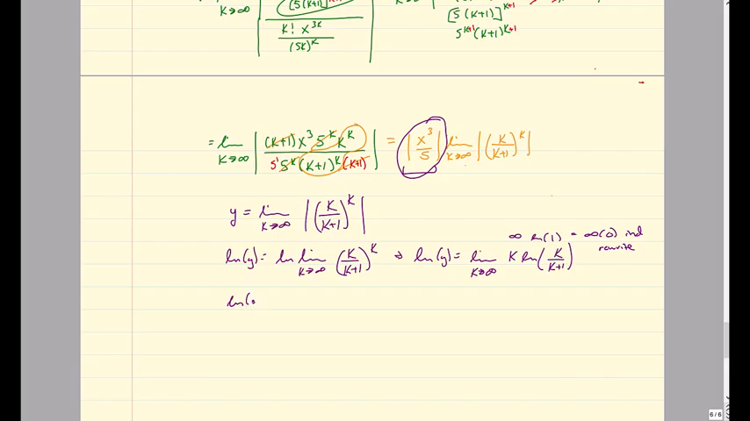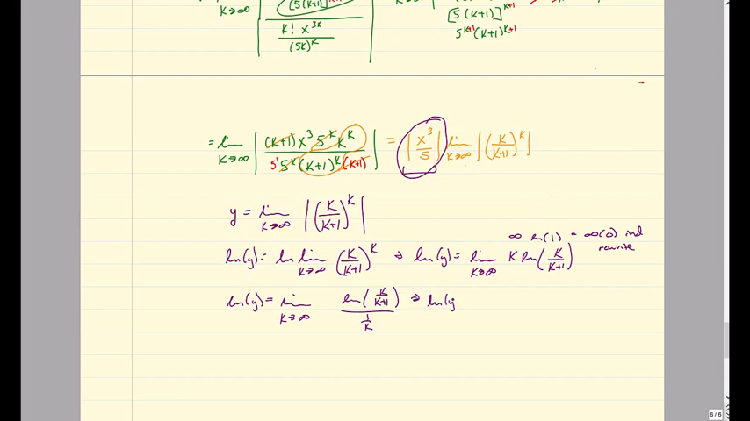So what I have here then is the natural log of y equals the limit as k approaches infinity of k times, how am I going to rewrite this? Natural log of k over k plus 1. Instead of k out front, let's rewrite that as 1 over k.